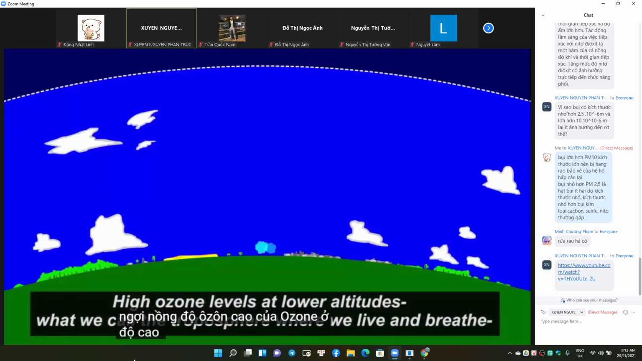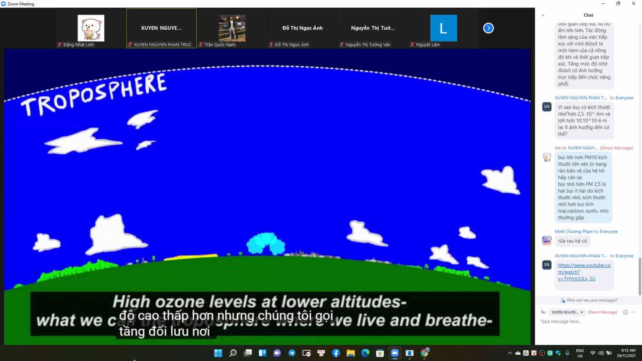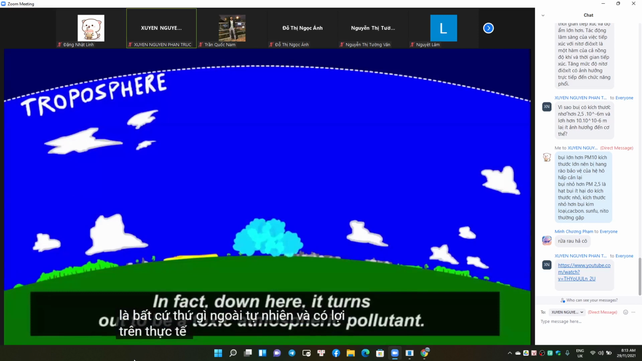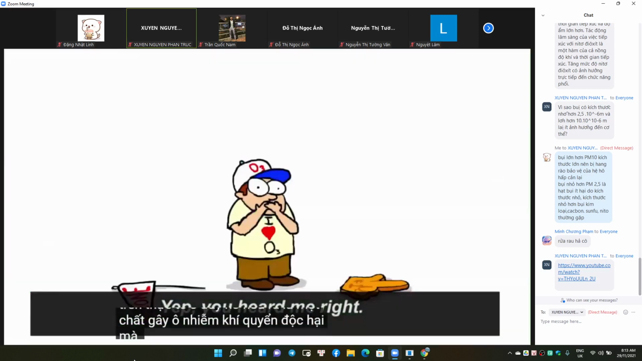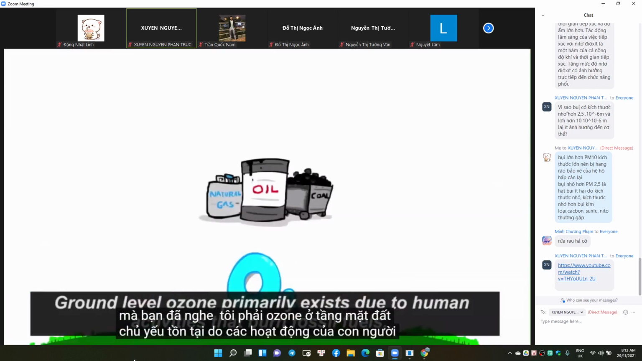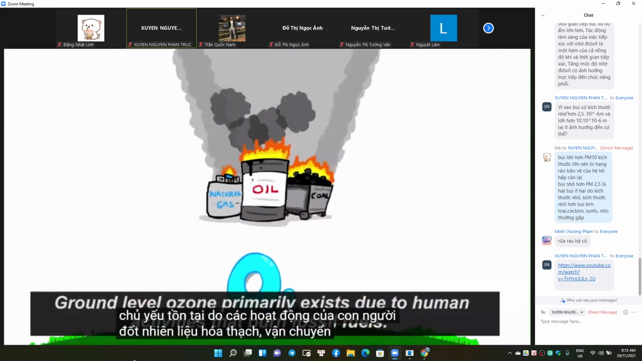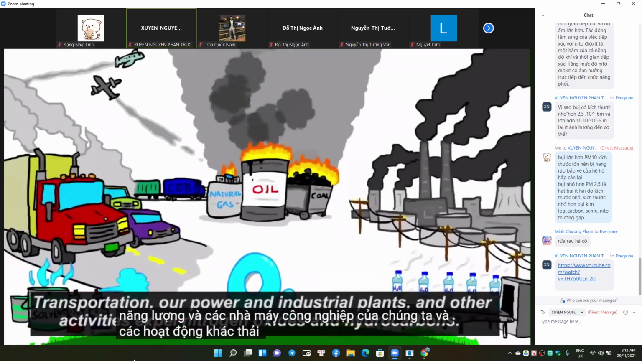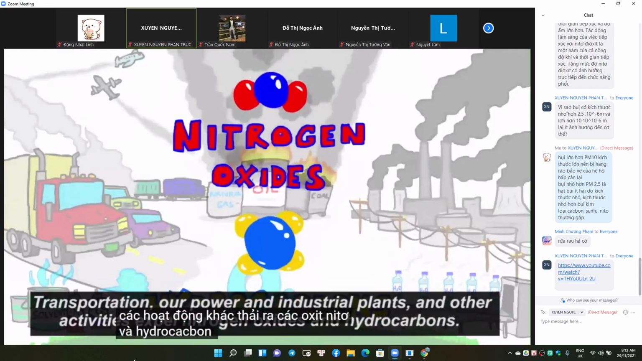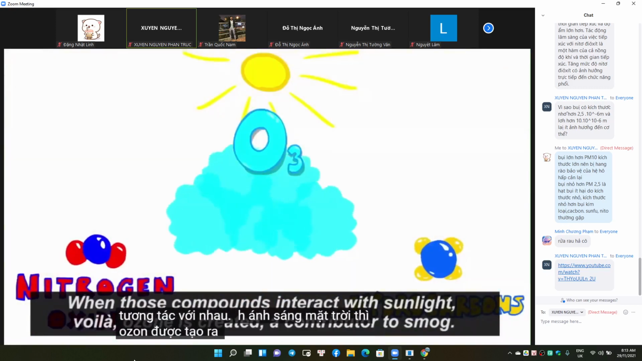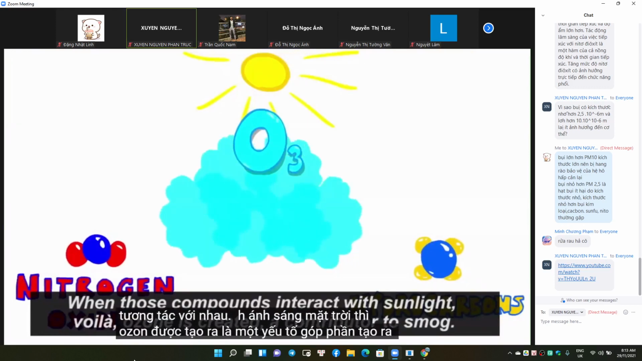High ozone levels at lower altitudes, what we call the troposphere, where we live and breathe, are anything but natural and beneficial. In fact, down here, it turns out to be a toxic atmospheric pollutant. Yep, you heard me right. Ground level ozone primarily exists due to human activities that burn fossil fuels. Transportation, our power and industrial plants, and other activities expel nitrogen oxides and hydrocarbons. When those compounds interact with sunlight, voila, ozone is created, a contributor to smog.